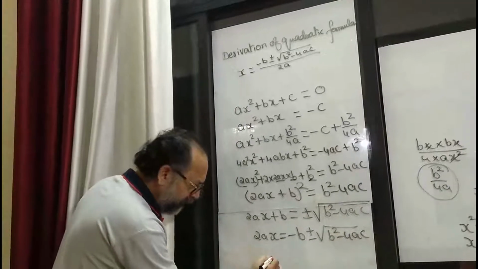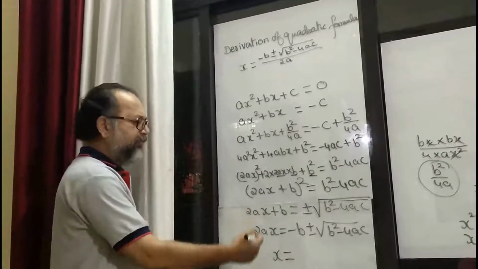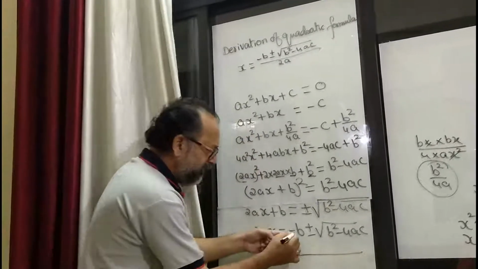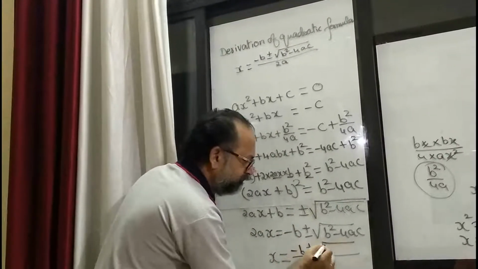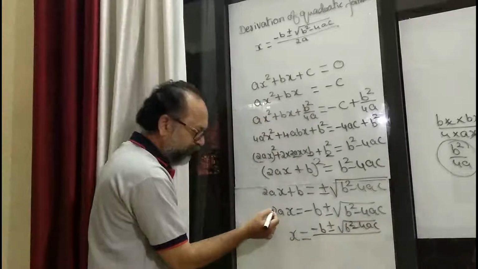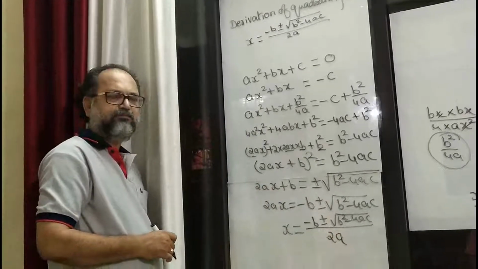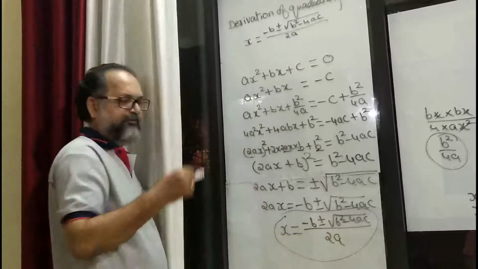And so what will be the value of x? Finally, we arrive at that formula, quadratic formula. X will be equal to this divided by, take 2 this side, and this is nothing but the quadratic formula.